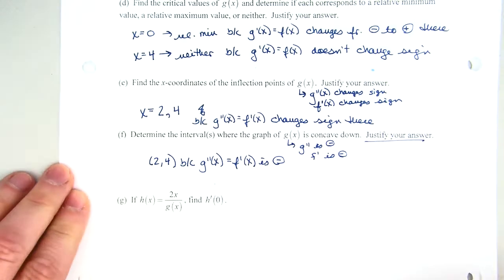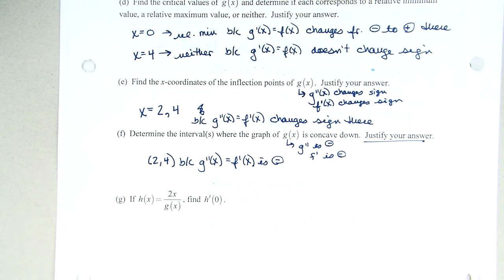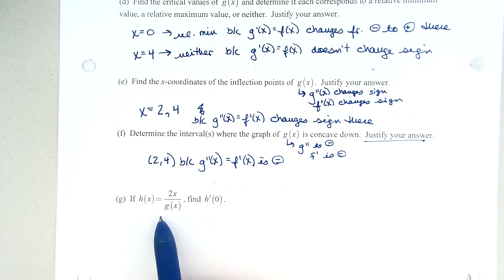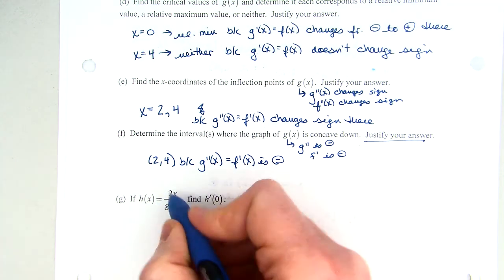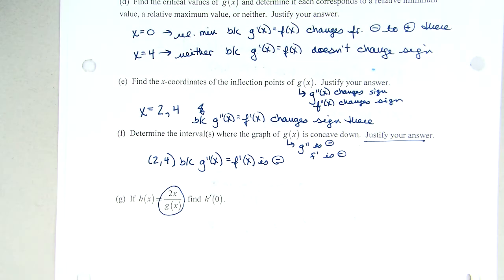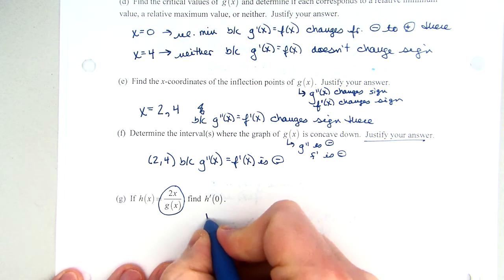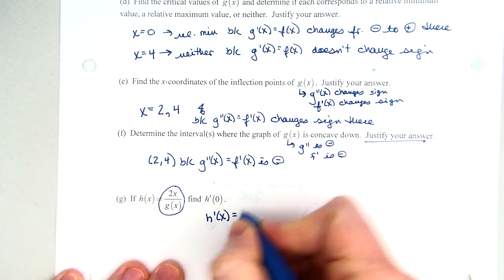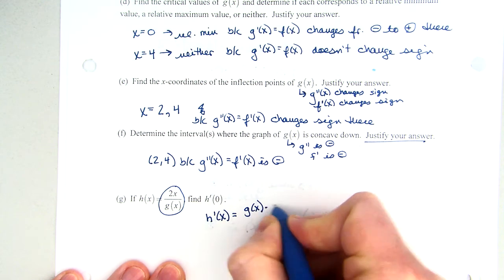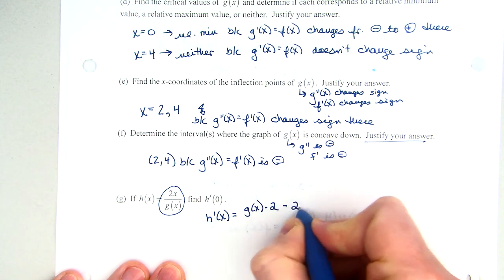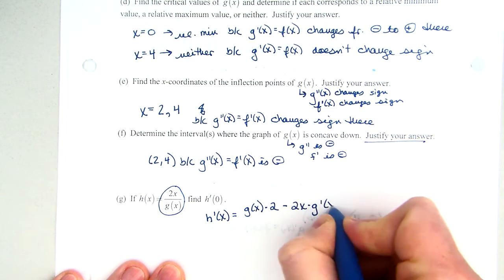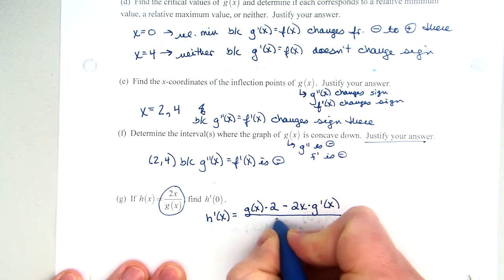One more. This has nothing to do with anything we've been doing with our increasing, decreasing, whatever. I want to find the derivative at 0. It's been a little while since we've done derivatives, but what rule are you going to have to use to find the derivative of that thing? I'm hoping that you said quotient rule. I'm going to use my quotient rule, and I'm going to get h prime of x equals low g of x d high times 2 minus high 2x d low g prime of x, draw the line and square below.